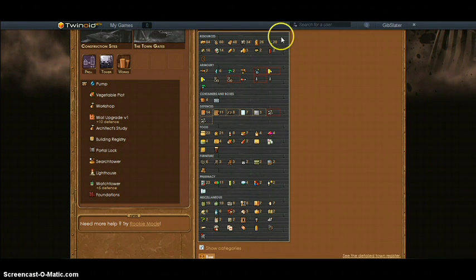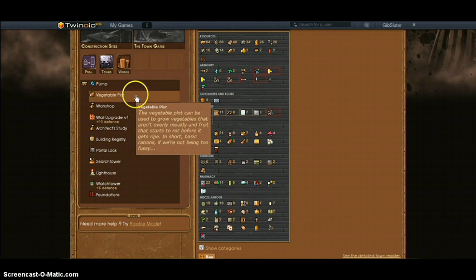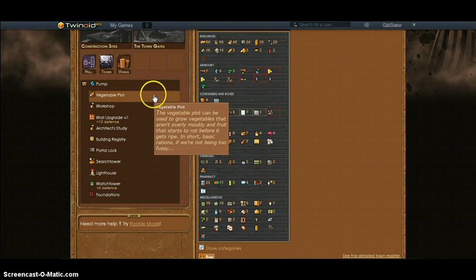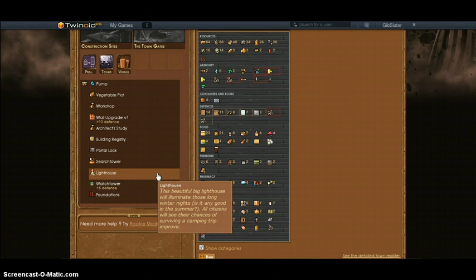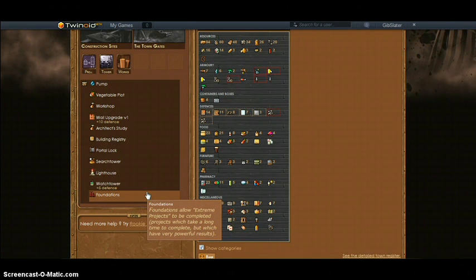Next thing up is the overview of the town. This is how we're doing so far. We've got the vegetable plot up, which produces the 7 AP food on a daily basis. We also recently finished the lighthouse, so it's ready to go whenever we're ready to start some major camping. And the foundations are open, so everything in that tree is going to be available to us there.